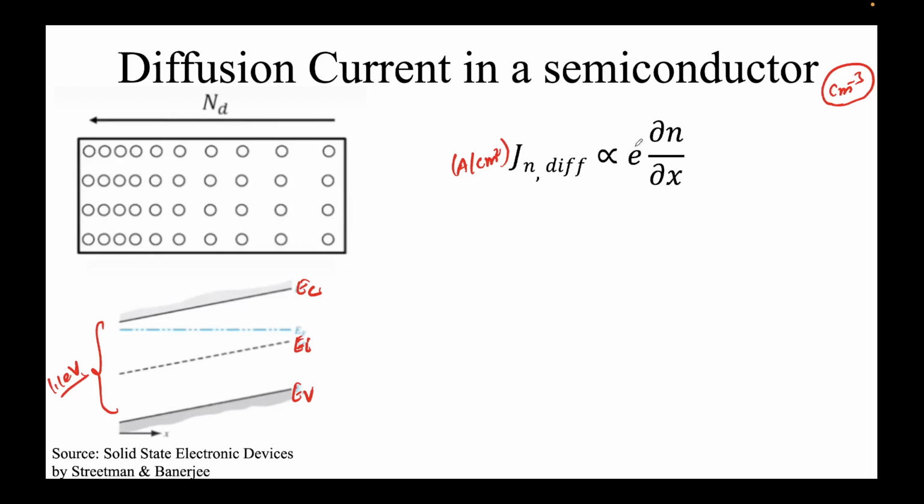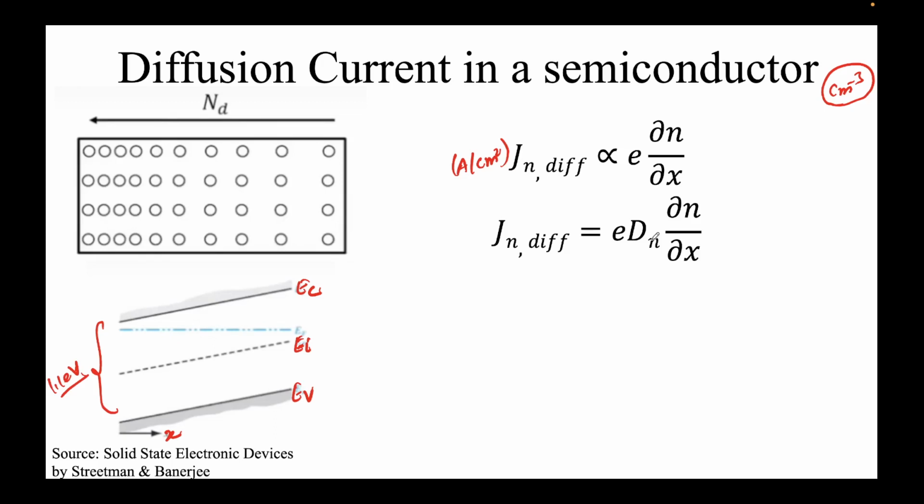N is the number of electrons and x is the direction. So assume this to be the x direction, which is seen here, right? So this is dependent on that. If you remove the proportionality constant, the diffusion constant, Dn, comes into the picture. This is very similar to what we saw, mu n, the mobility of electrons, in the first two slides today, right?